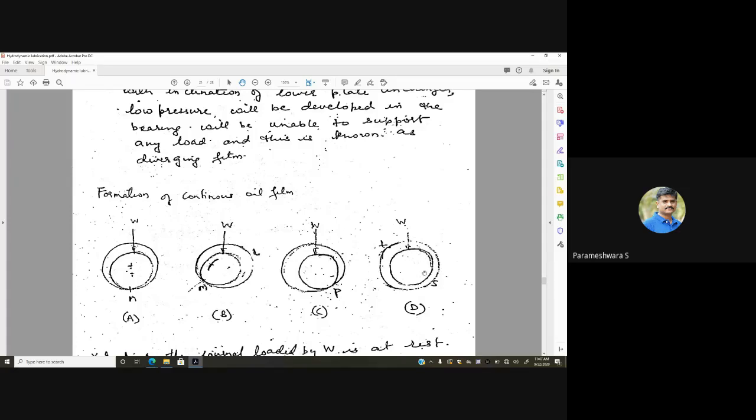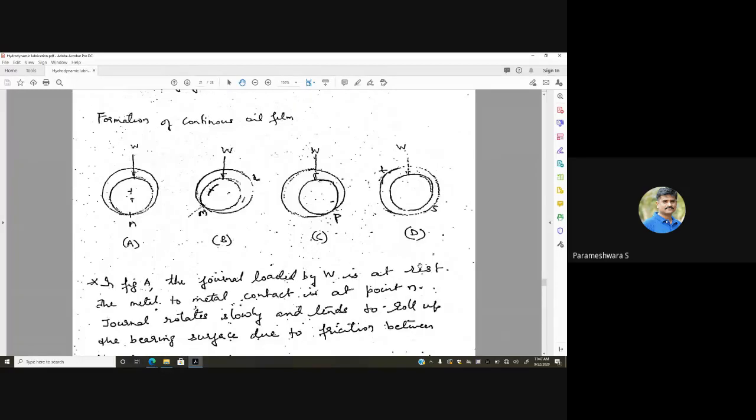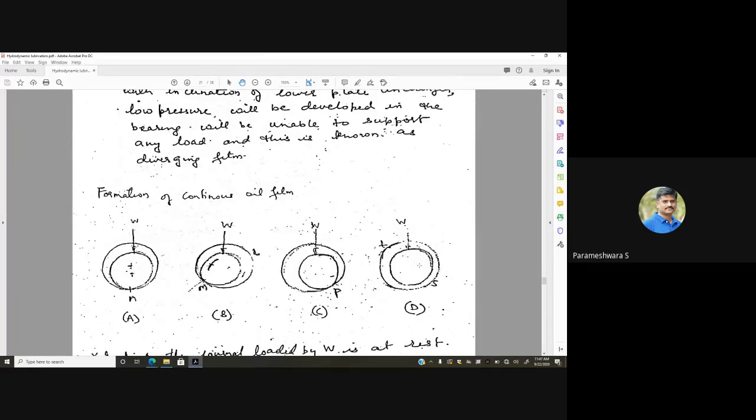When the journal runs at higher RPM, it runs almost concentrically with the bearing block, so there won't be any convergent and divergent areas. Let me give an explanation. In figure A, the journal loaded by W is at rest, and the metal to metal contact is at point N. At point N there is purely metal to metal contact, meaning the journal is in physical contact with the bearing block.